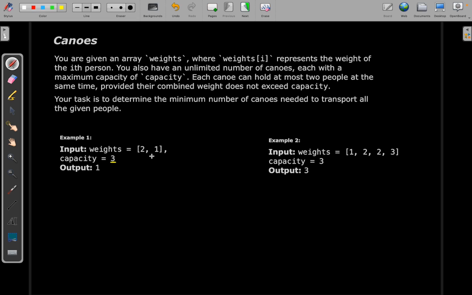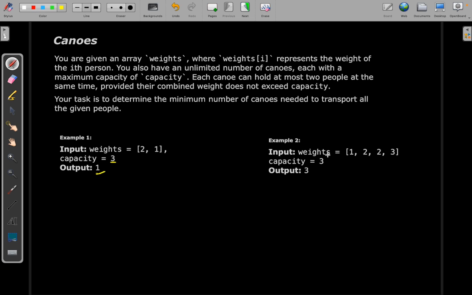In the input weights, we have two persons, weight of 2 and weight of 1, and we need to find the number of boats. If the capacity is 3, one boat will be sufficient, right? 2 plus 1, both persons can be in the same boat, and that's why the output is 1. Next we have 1, 2, 2, 3, and the capacity is 3, and we have 3 boats.